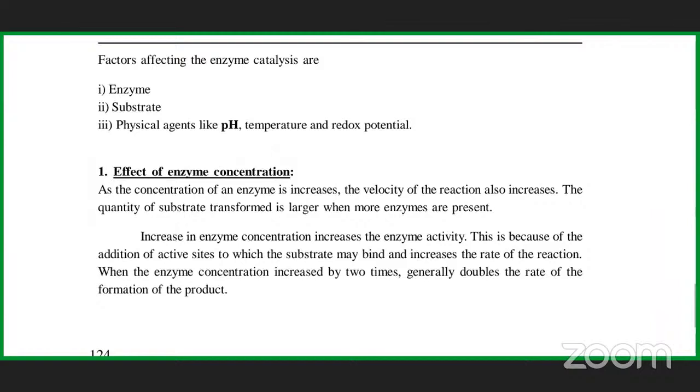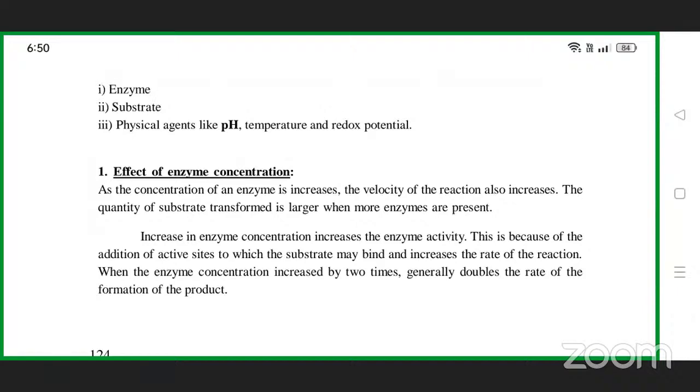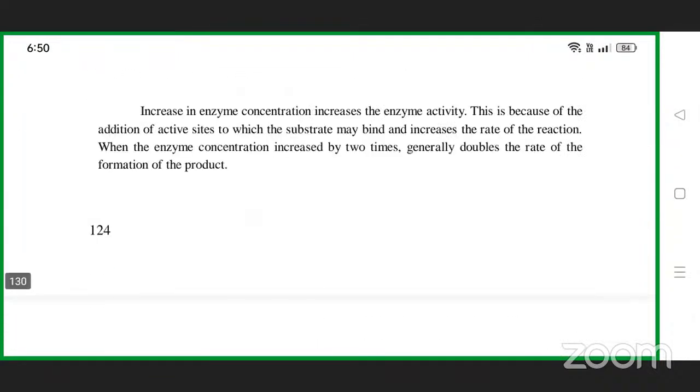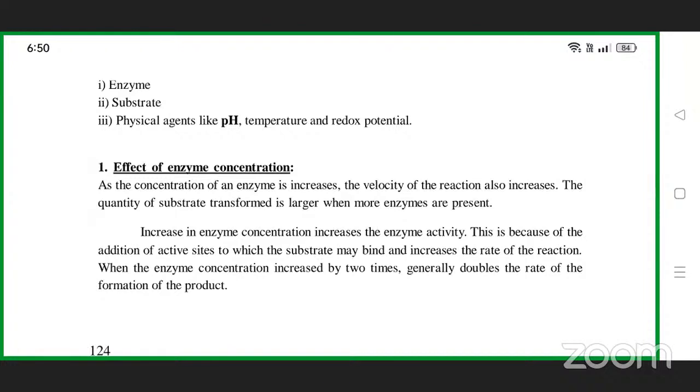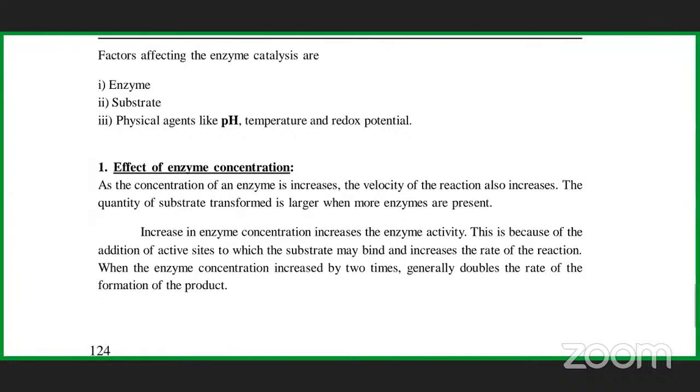First, we see the effect of enzyme concentration. With an increase of enzyme concentration, the rate of the reaction increases, because if more enzymes are available, then more substrate will be converted into product. When the enzyme concentration is higher, the rate of the reaction is higher. It is directly proportional.